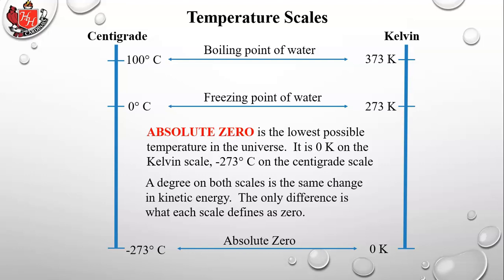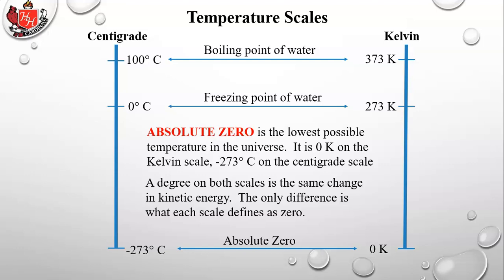We never use the Fahrenheit scale in chemistry. We only use the centigrade and the Kelvin scale. So what's the difference between the two? Well, let's look at the centigrade scale first. A centigrade scale is based around the properties of water. In fact, the whole metric system is based around properties of water.